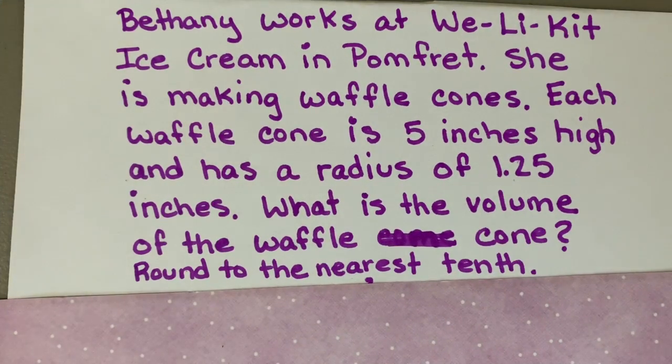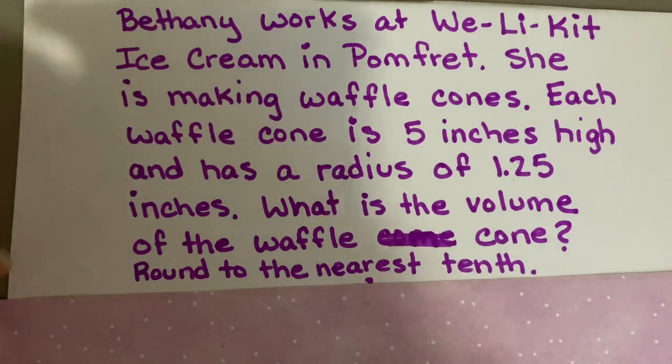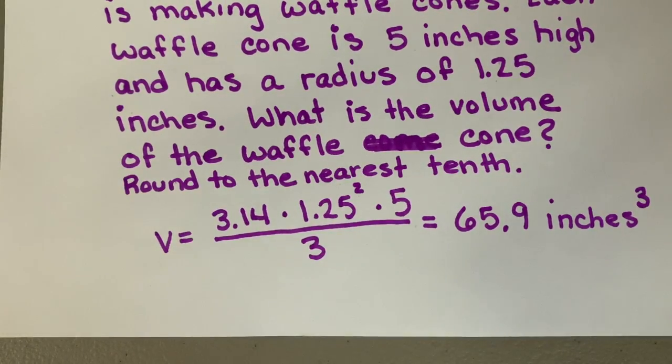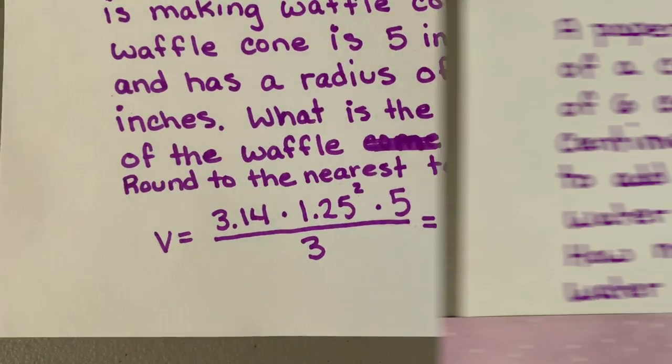So here's our word problem. Bethany works at We Like It Ice Cream in Pomfret. She's making waffle cones. Each waffle cone is 5 inches high and has a radius of 1.25 inches. What is the volume of the waffle cone? Round to the nearest tenth. And again, we just use our formula, so that would have been 65.9 inches.